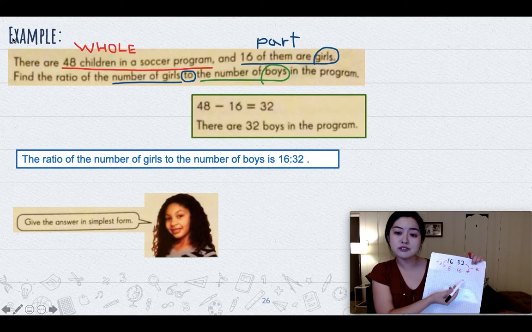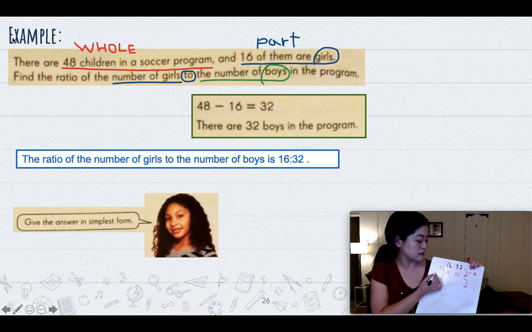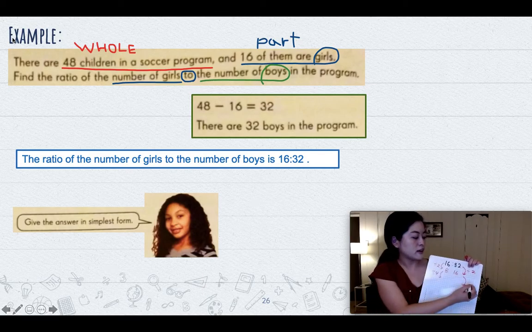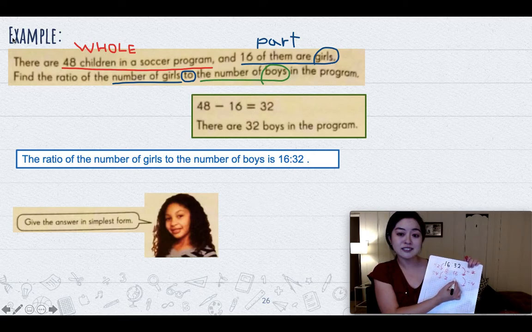Is this in simplest form? 8 and 16? No, not yet, okay? Well, let me see. A common factor I see between 8 and 16 is 4. So what I'm going to do here is divide this side by 4 and divide this side by 4. So 8 divided by 4 is 2. 16 divided by 4 is 4.